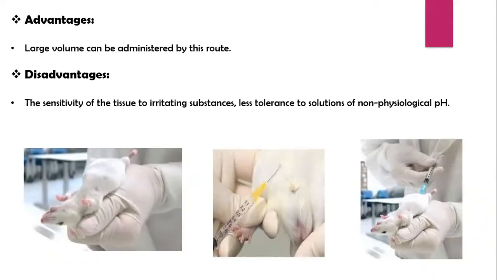Advantages of the intraperitoneal route are that a large volume can be administered by this route, and the disadvantages are the sensitivity of the tissue to irritant substances and less tolerance to solutions of non-physiological pH.